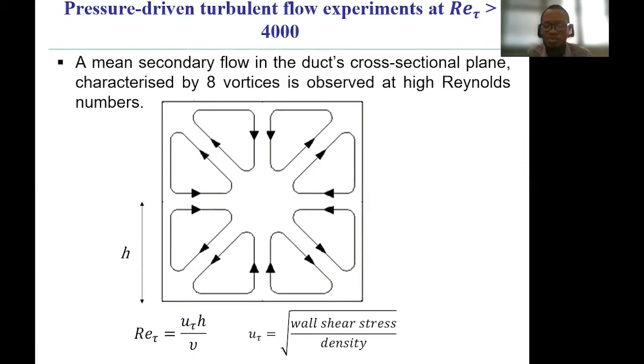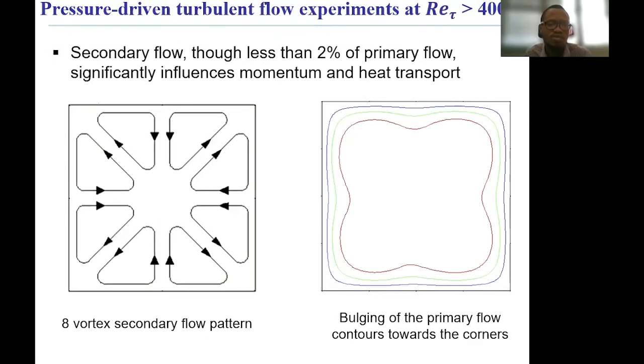At these high Reynolds numbers in the square ducts, the experiments have found that the flow is characterized by secondary motions. The secondary flow consists of 8 vortices, and these vortices transport momentum from the center of the duct to the corners of the duct and back to the center. Although the secondary flow is very small in magnitude, it is less than 2% of the primary flow, it has a significant influence on the momentum and heat transport. Again, if you look at the contours of the mean streamwise velocity, which is on the right-hand side of the slide, you see that the contours bulge towards the corners of the duct because of the secondary motions.